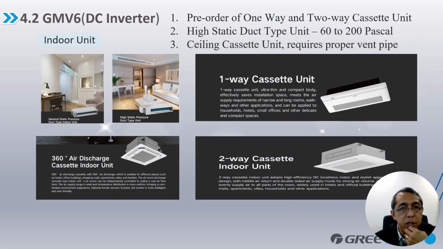For one-way cassette and two-way cassette, I believe these are all pre-ordered. And for the ceiling concealed, this is a high static duct type unit. And the ESP that you can consider if you're specifying it is about 60 to 200 Pascal. And ceiling cassette, when you design for that, you should always consider proper bend pipe for the drain.